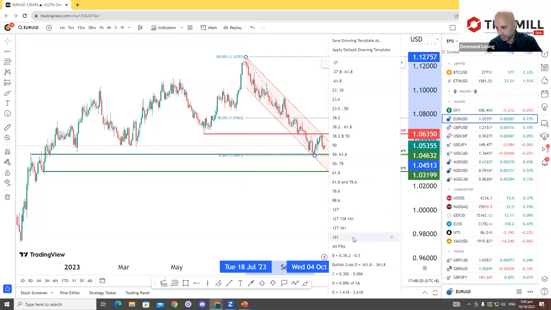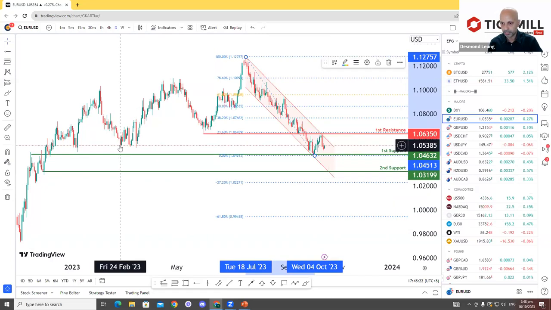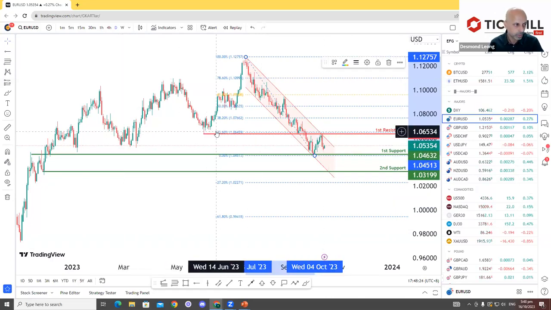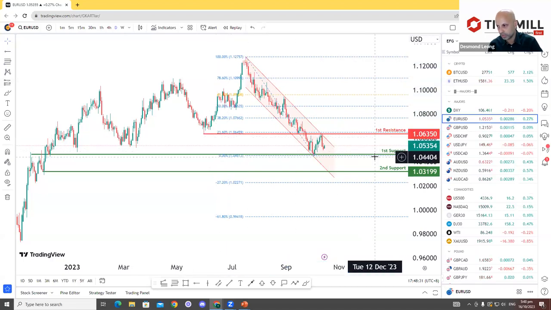Where is it? Oh, here we go. So we can also see the 23.6% Fibonacci retracement level aligned very well with the overlap resistance at 1.0635. That acts as a supporting factor to the significance of this level.